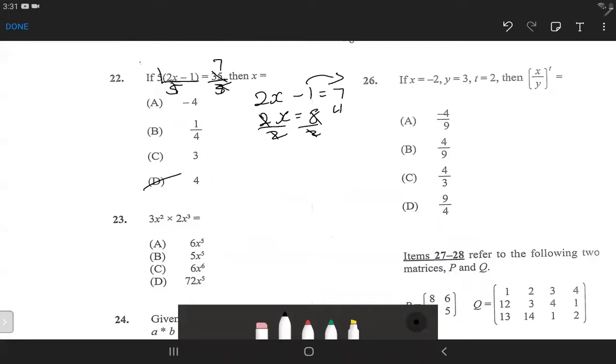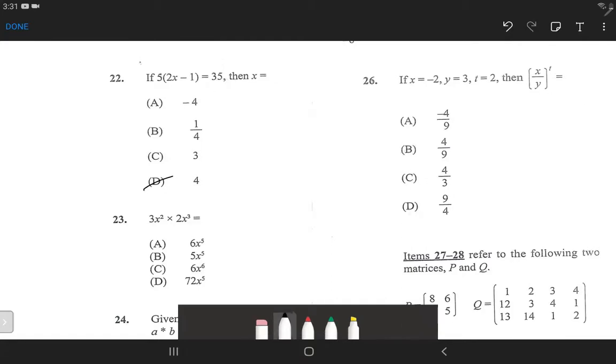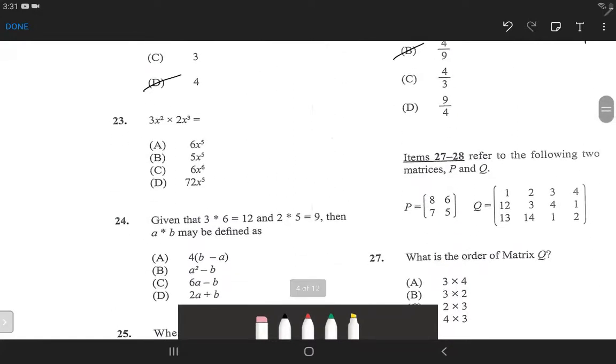If x is equal to negative 2, y is equal to 3, and t is equal to 2. So I have negative 2 over 3 squared. Remember, negative 2 squared is 4, 3 squared is 9. So that's B. For 23, we have 3x squared. This is an index repeat question, so you multiply the numbers as usual. So that is 6, and you add the powers, x squared by x cubed is x to the 5th. So that is 6x to the 5th.